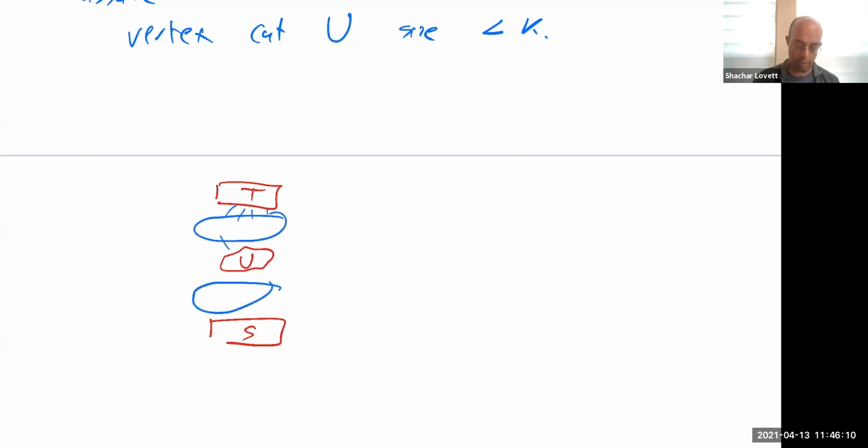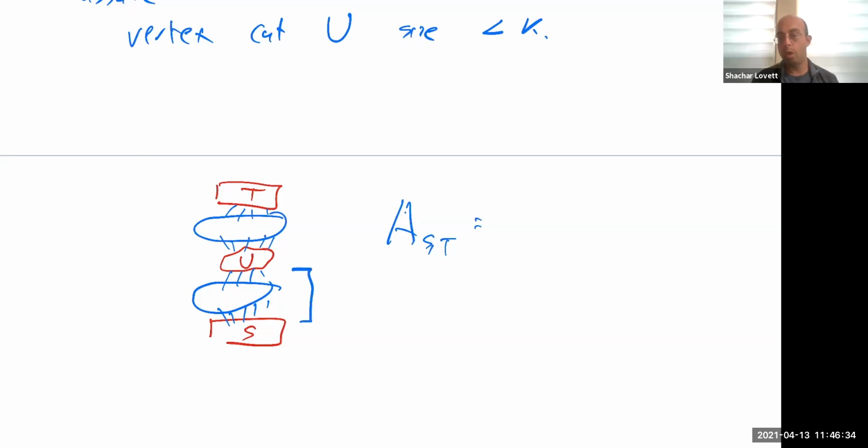Somehow connected here, but everything has to go through U, right? So U is the vertex cut. So if I remove U, S and T get disconnected. But I claim that if this happens, then I can factor the matrix A_ST as follows. It's going to be the product of two matrices, the linear algebraic map from S to U.